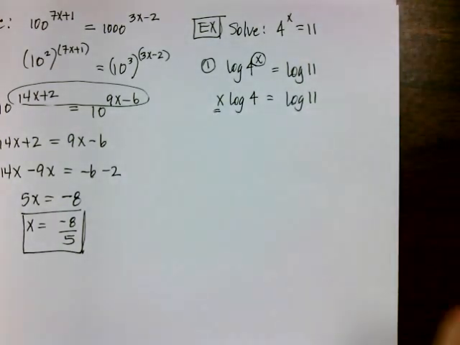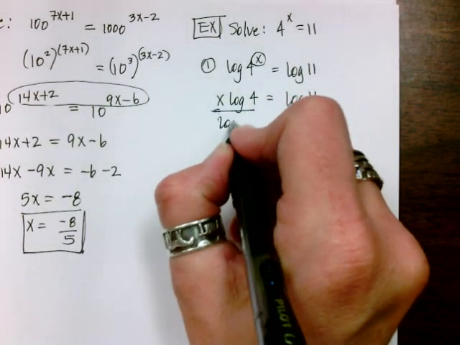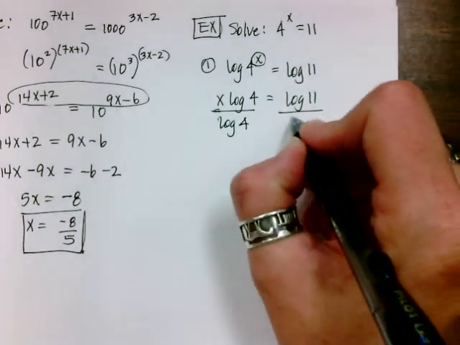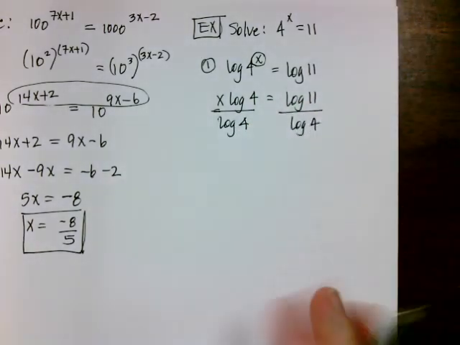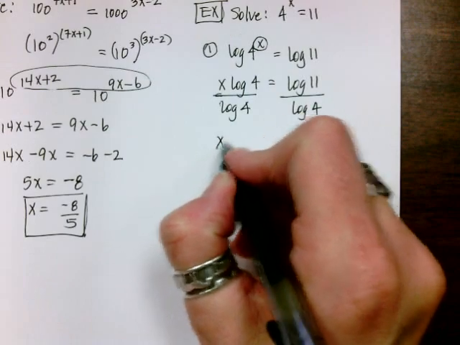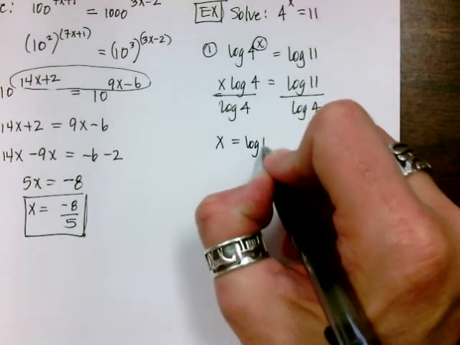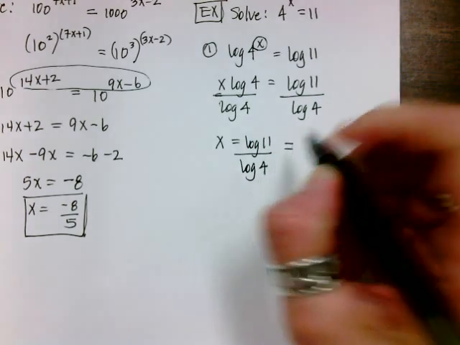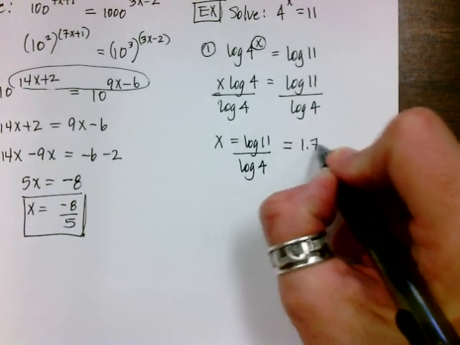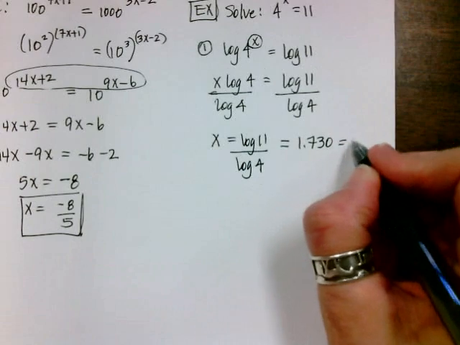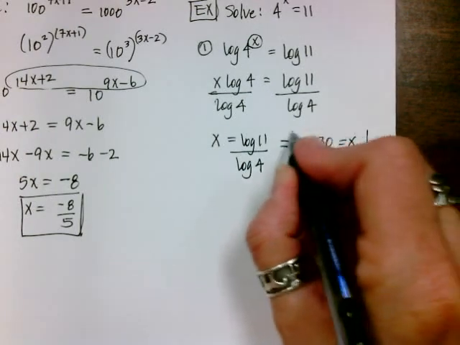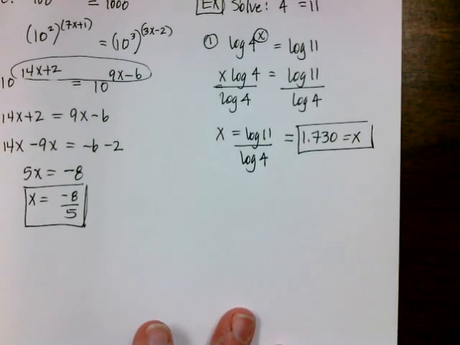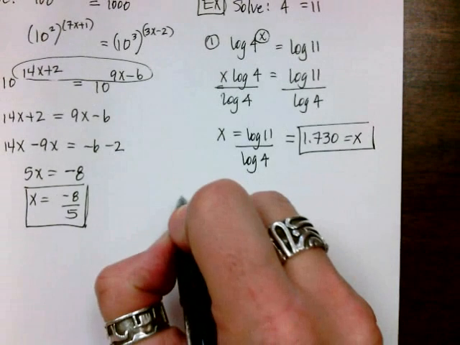I'm still trying to solve for x, so I'm going to divide this side by the log of 4, and I'm going to divide this side by the log of 4. And I'm going to get x is equal to the log of 11 divided by the log of 4. Now it's a calculator exercise, and I get 1.730, and that's going to equal x. Okay, remember we always identify our answers. Now let me show you the other way.